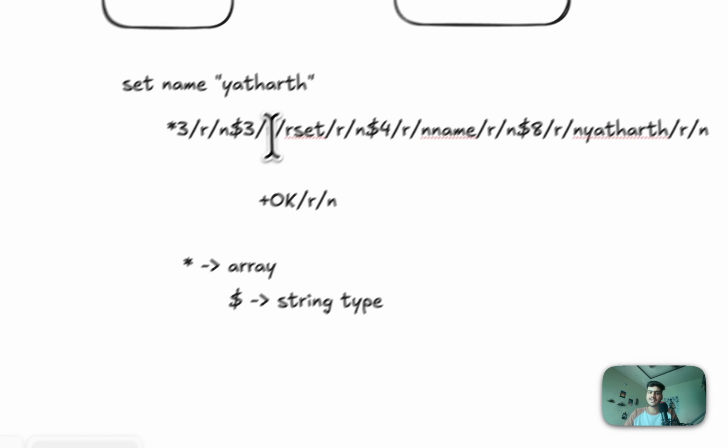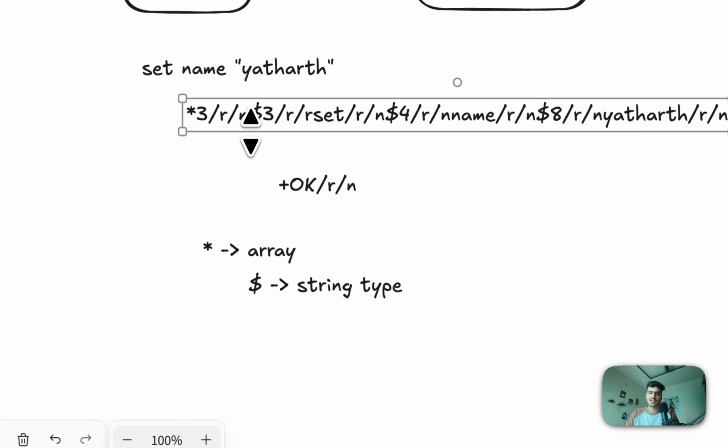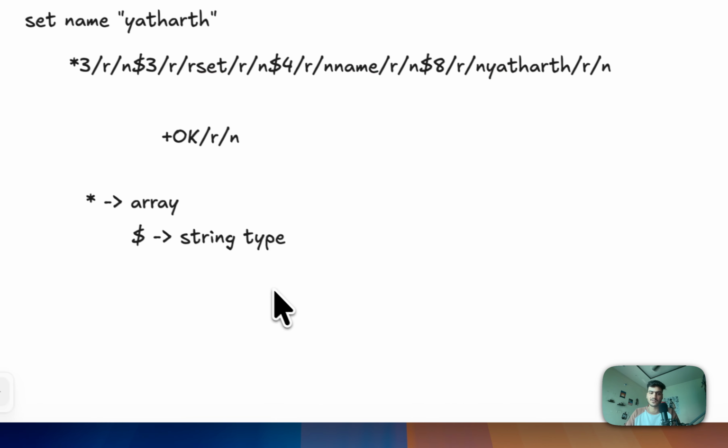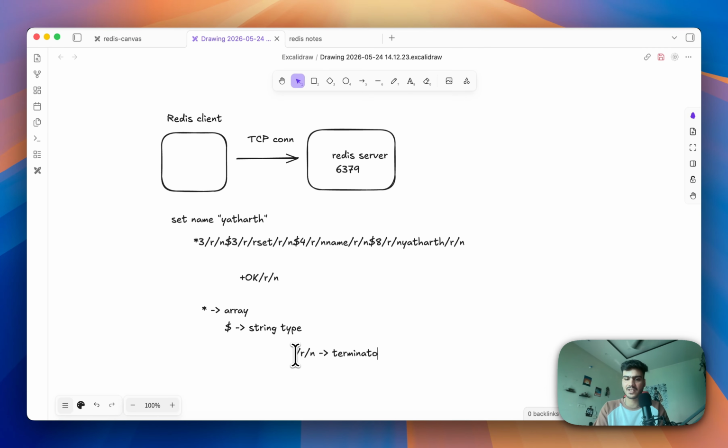And with every element, you can see we are writing /r/n in between. It's just a terminator to tell the Redis server that, hey, this is a terminator, and after this you have a new element or a new command. That's it. /r/n is basically just a terminator. You can separate your commands or your elements that you're sending to the Redis server using /r/n. So that's how every Redis client is communicating with the Redis server, right?